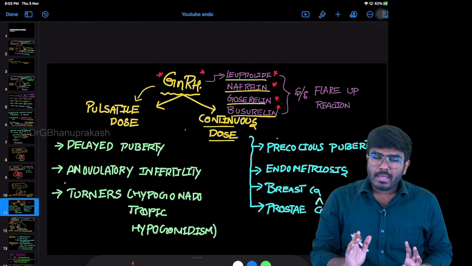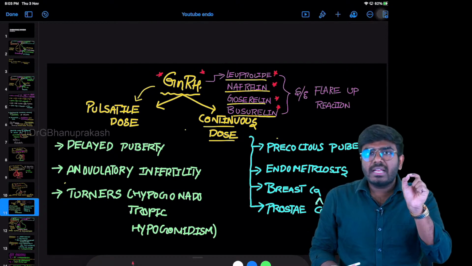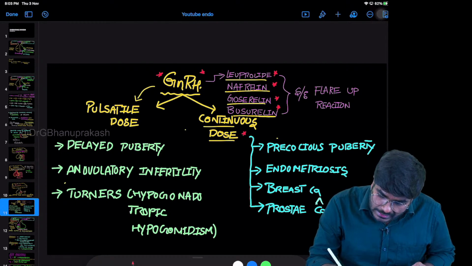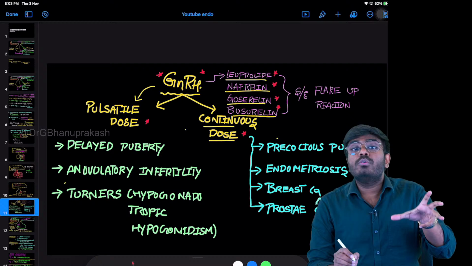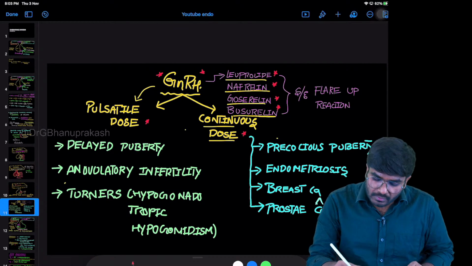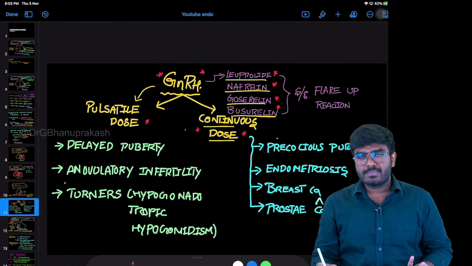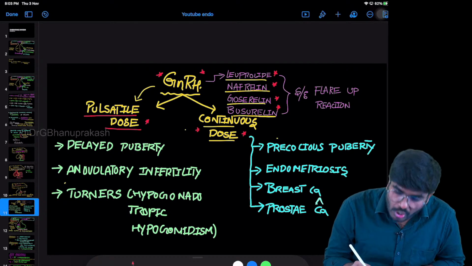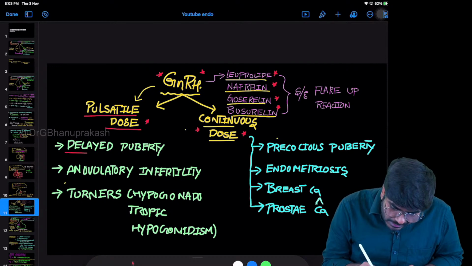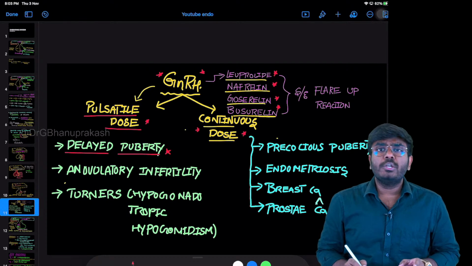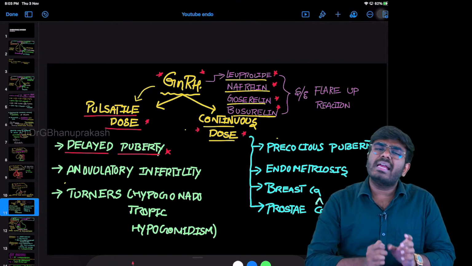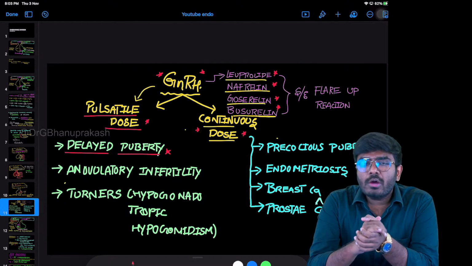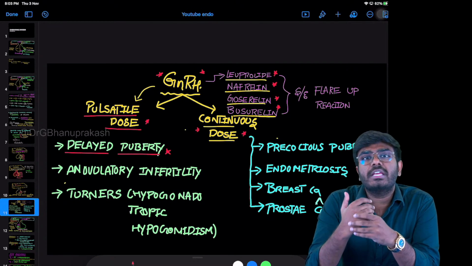Now, you can use these drugs either in pulsatile doses, or you can use these GnRH analogues in continuous doses. When are we going to use these drugs in pulsatile doses, and when are we going to use these drugs in continuous doses? You should use these GnRH analogues in a pulsatile dose to treat delayed puberty. What exactly is delayed puberty? It's very simple. Imagine like this. There was this one female. Now, she is 16 years old.